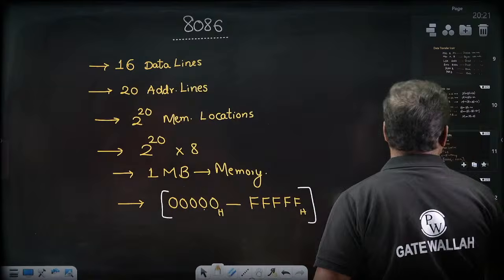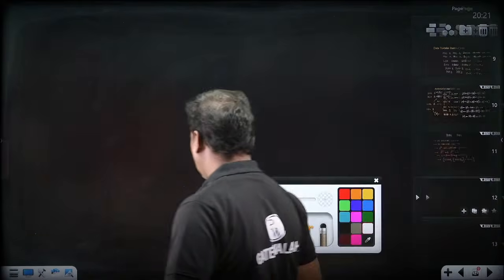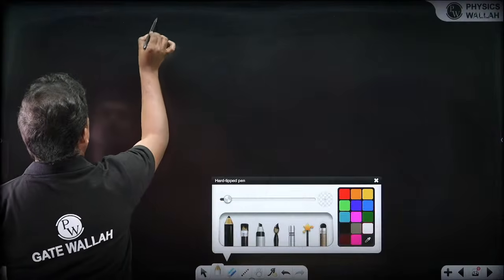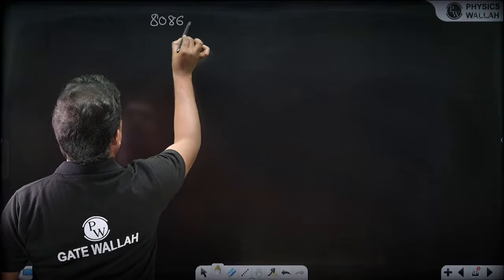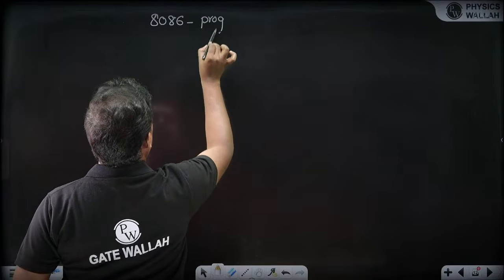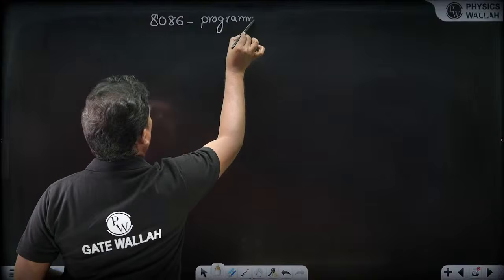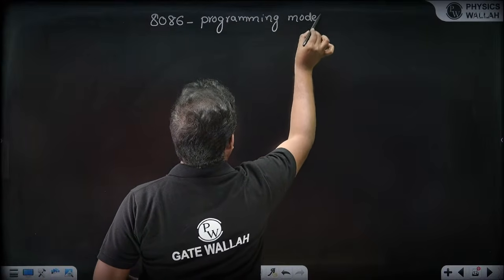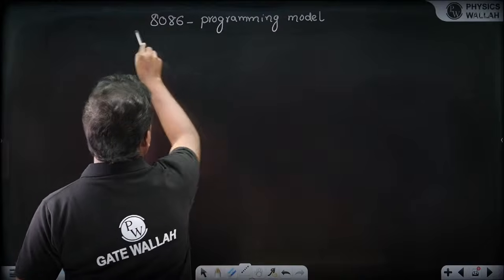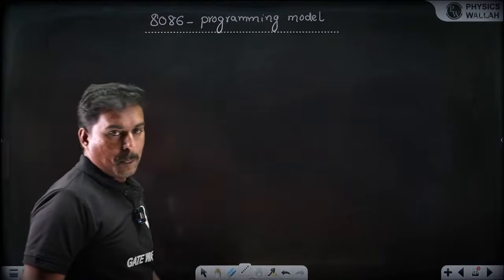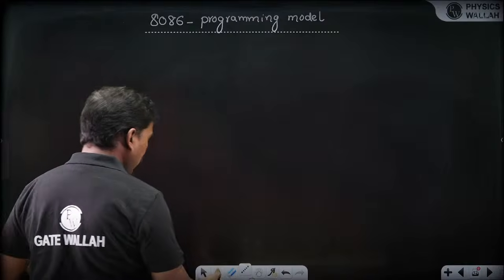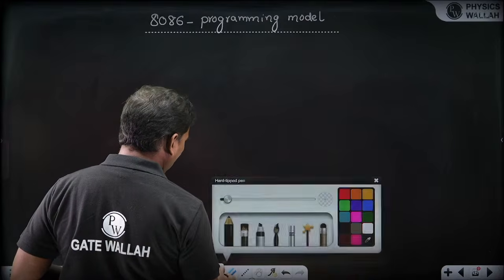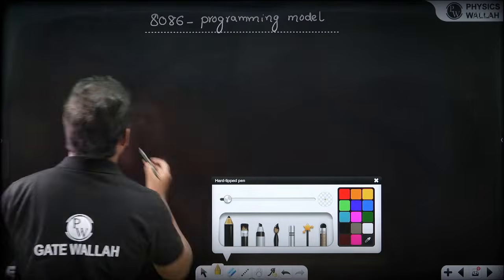So if you come to the 8086 programming model, also some important features are there. So what are the programming model features? It is having registers. First of all, it is having certain segment registers.